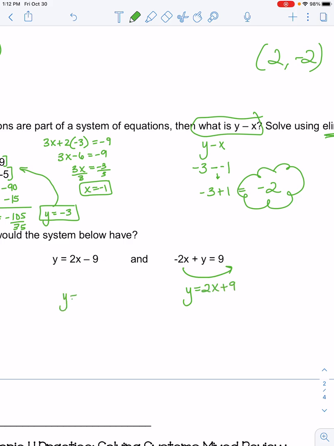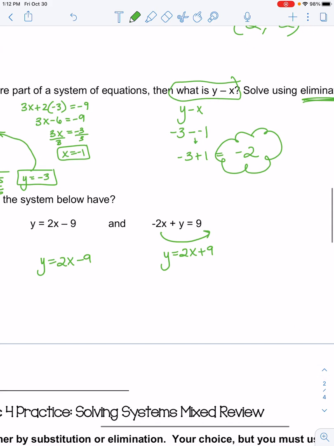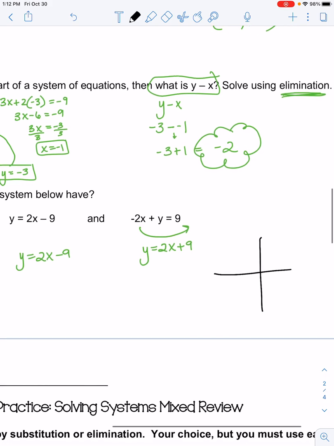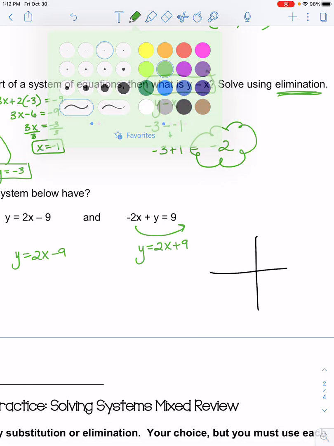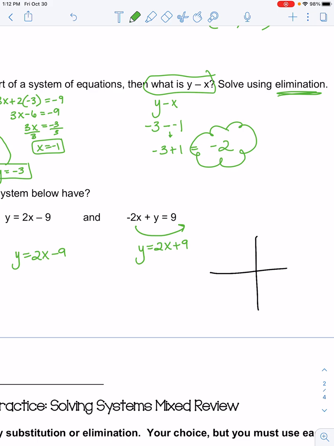So I've got y equals 2x minus 9, and now I've got y equals 2x plus 9. Well, let's picture those graphically. You don't actually have to graph them with perfection, just kind of visualize. 2x plus 9, well, there's a 9, let's pretend. 2x is a positive slope. We'll say it looks like that.